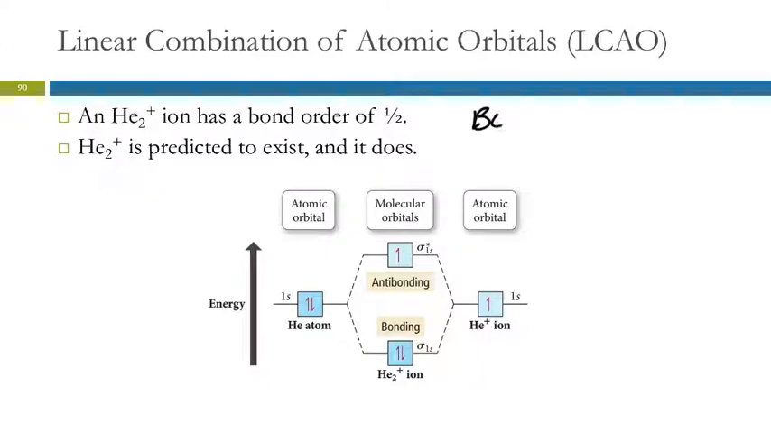So the bond order here: 2 in bonding orbitals minus 1 in an antibonding orbital, that quantity divided by 2, so this gives us 1/2. That's positive, and so we predict that the He2+ ion exists, and it does. Now, it's not something that you just run into all the time, but you can make it happen.